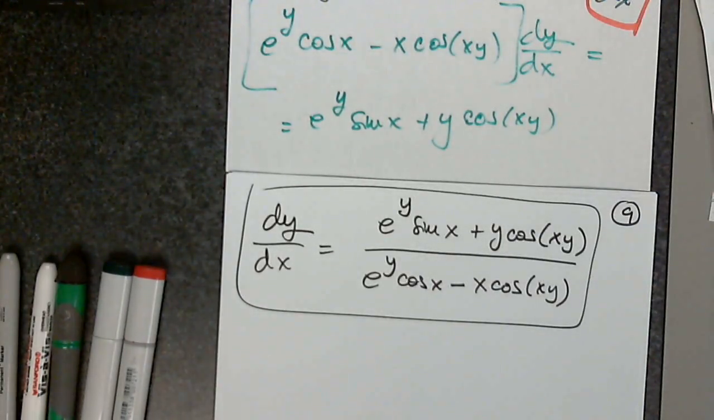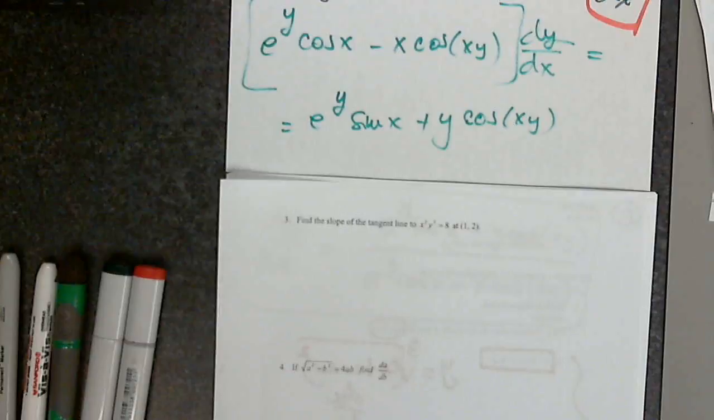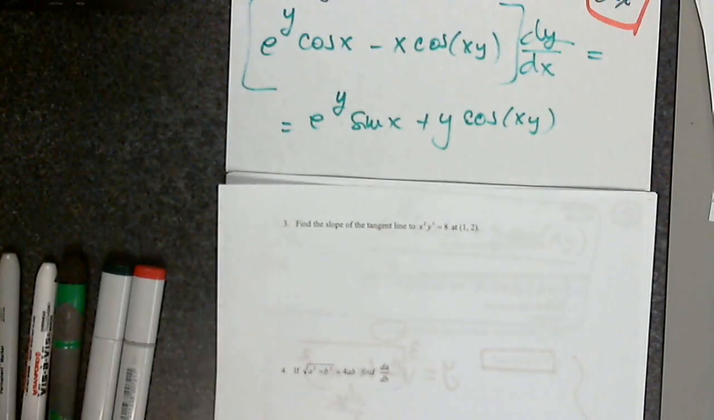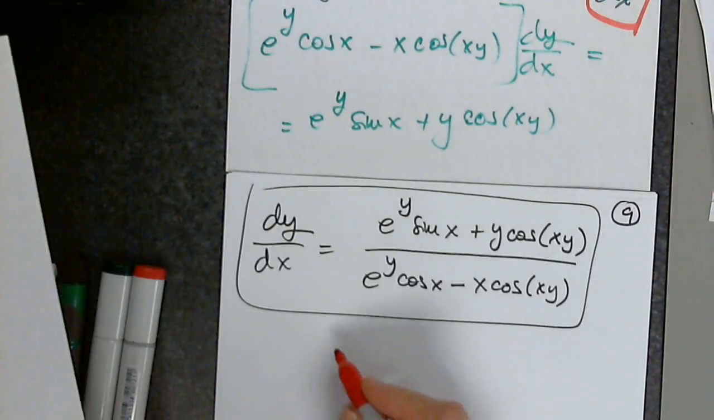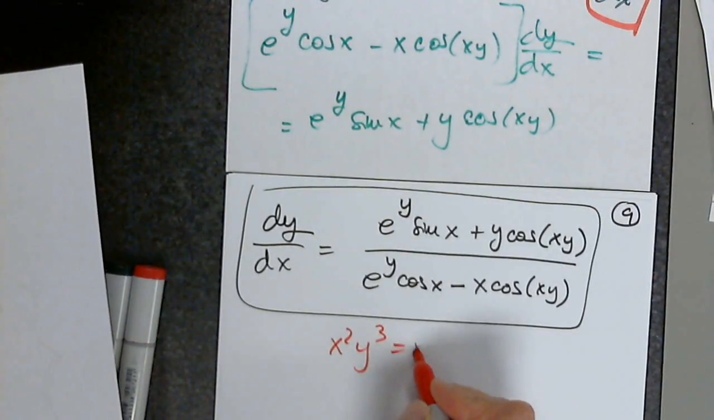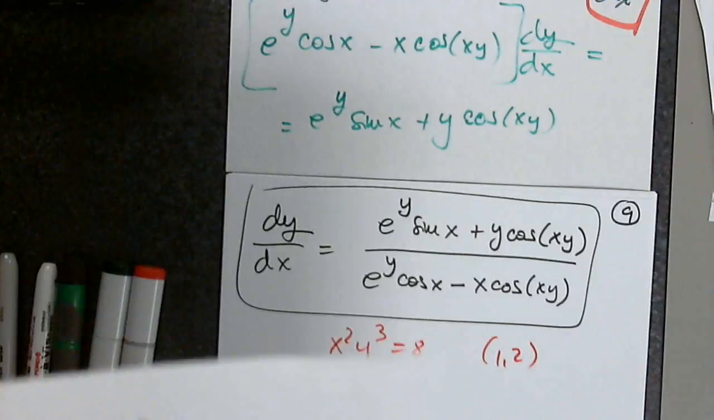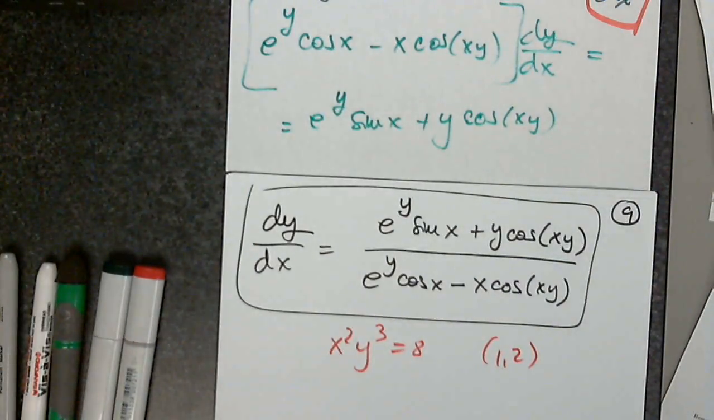Well, actually, we have two more problems here. Find the slope, just the slope, of the tangent line to x squared y cubed equals 8 at (1, 2).